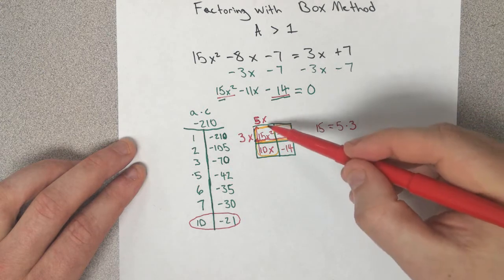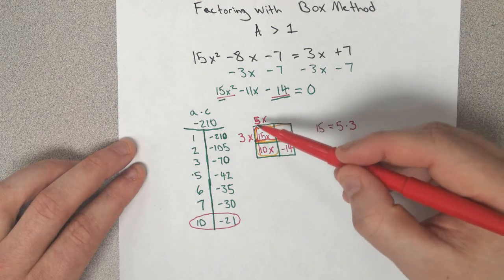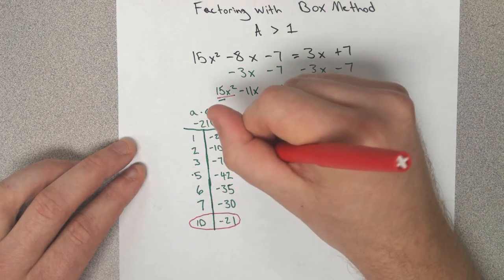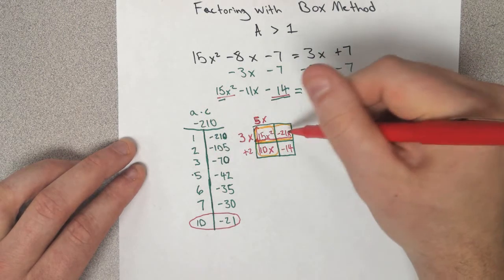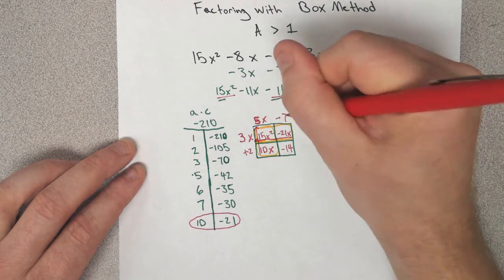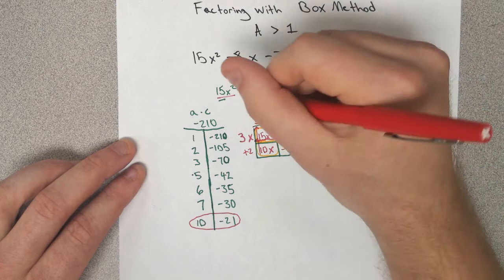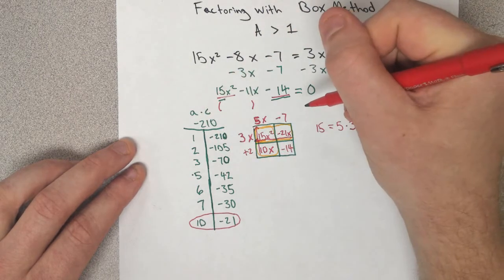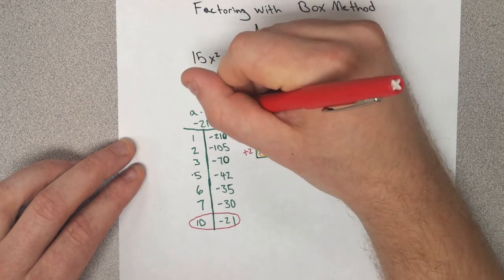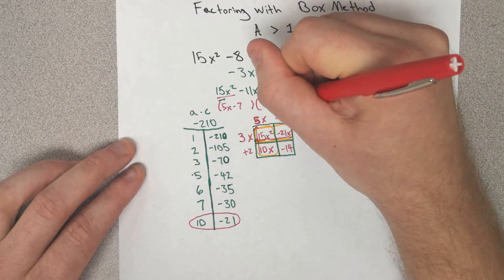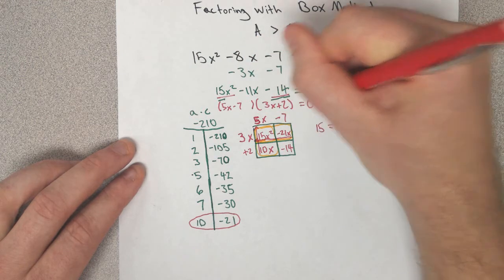And now we just have to think, what do we have left? 5x times what gets me to 10x? Well, that's a positive 2. And 3x times what gets me to negative 21x? This would be a negative 7. So the factors of this quadratic equation are now outside of our box. This can be rewritten as 5x minus 7 times 3x plus 2 is equal to 0.